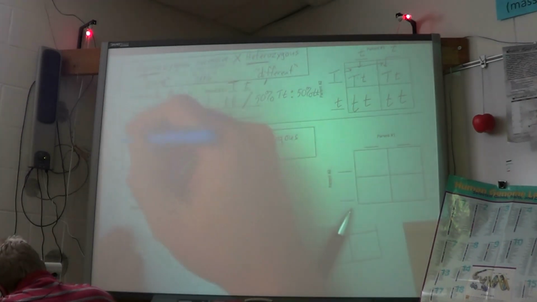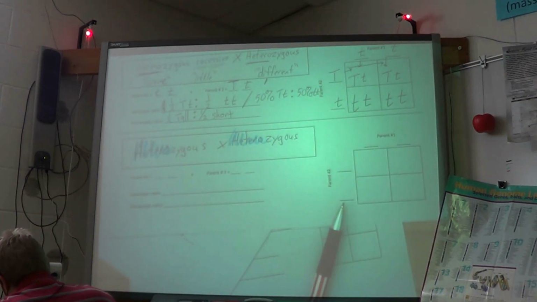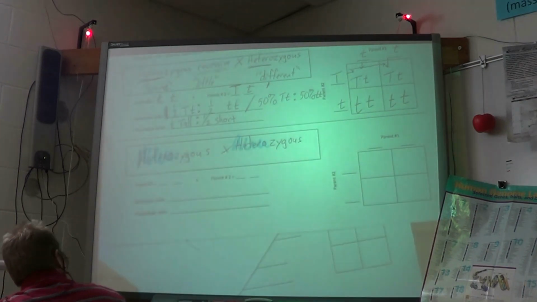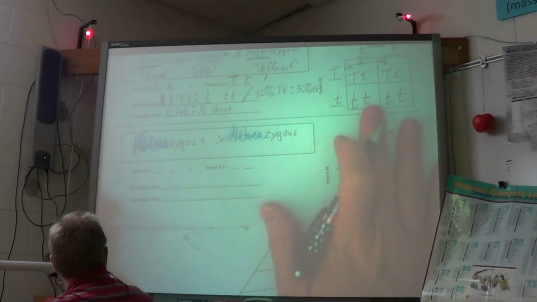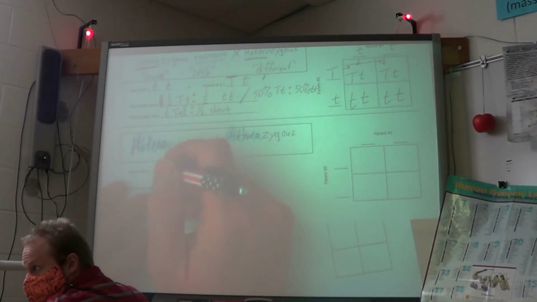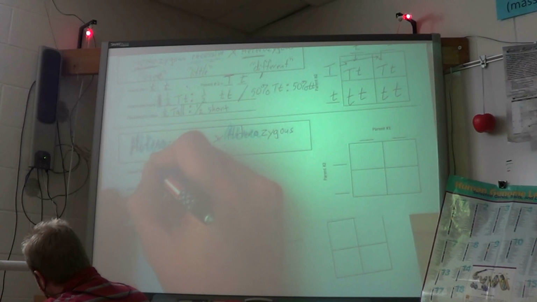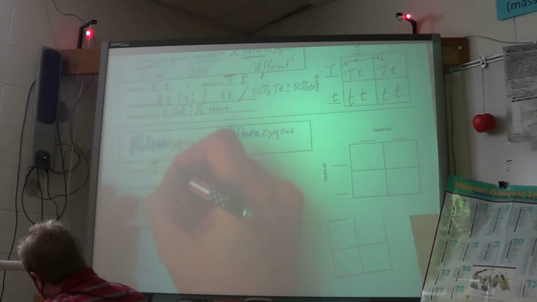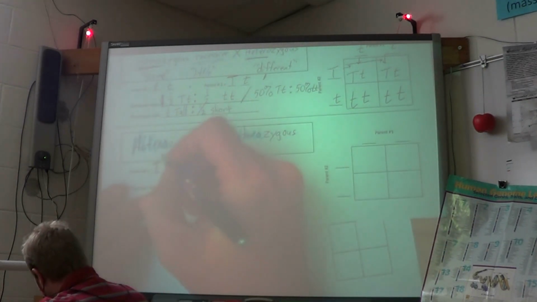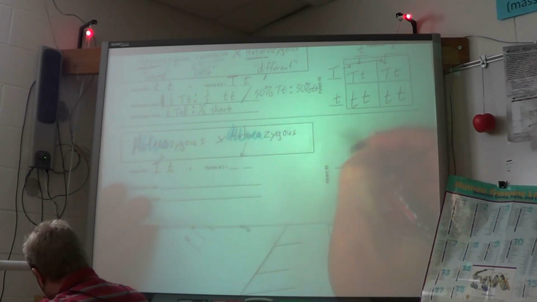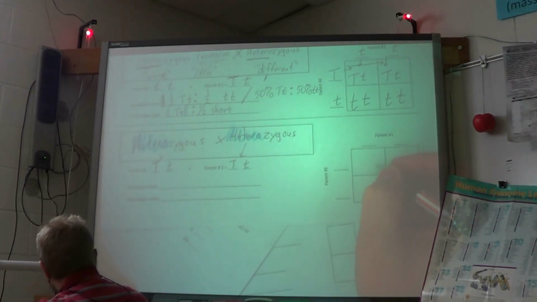So important things here is our prefix hetero tells us the combinations. Now, our two prefixes that we've been dealing with are homo and hetero, and the prefix hetero means different. So if we're using the letter T, we have two different letters, like capital versus lowercase. We have a big T, little t for this one, and the second parent is heterozygous, so that's going to be a big T, little t.